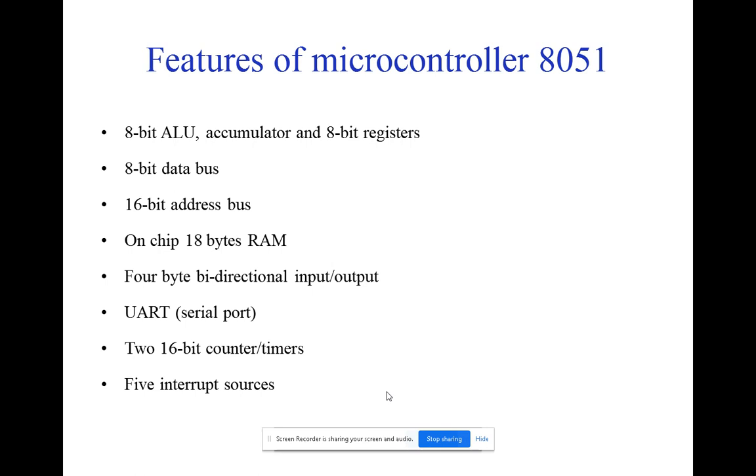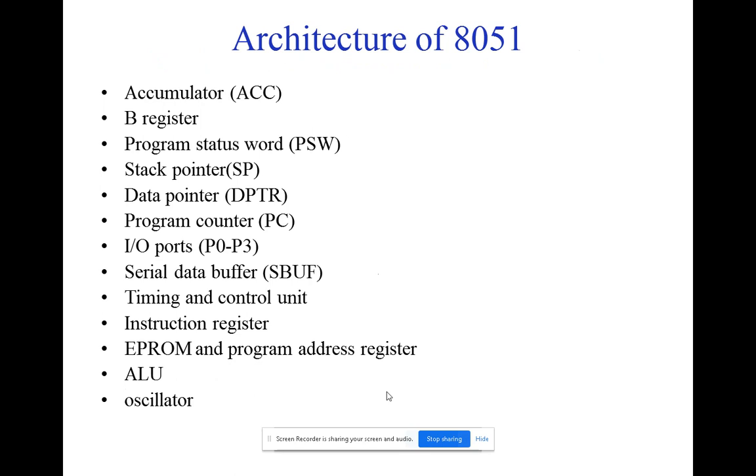UART. I think you have studied UART in the third unit. What is UART? Universal asynchronous receiver transmitter. Serial port is nothing but the serial communication port, where we will be transferring the data serially. And then two 16-bit counters and timers. So two counters are available, and that counter can act as a timer circuit also. 5 interrupt sources are available in your microcontroller 8051. So these are the features of microcontroller 8051.